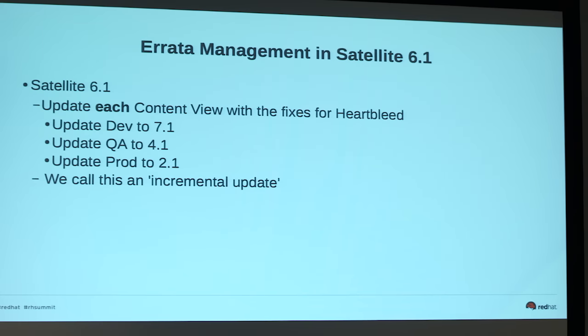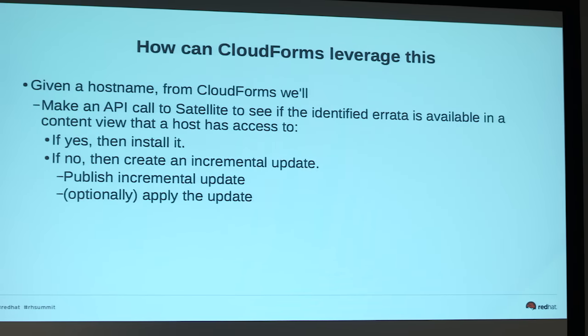And then with CloudForms, we give you the ability to address that via automation, so it happens automatically. If we walk through that workflow, given a host name inside of Red Hat Satellite, from CloudForms you make that API call out to Satellite: tell me what identified Errata is available for that system. If it's available, install it, right? We just remediate it. If not, we go through that incremental update process. Again, take that 7.0 content view, increment it to 7.1, and then kick off an API call to Satellite to have Satellite apply that.